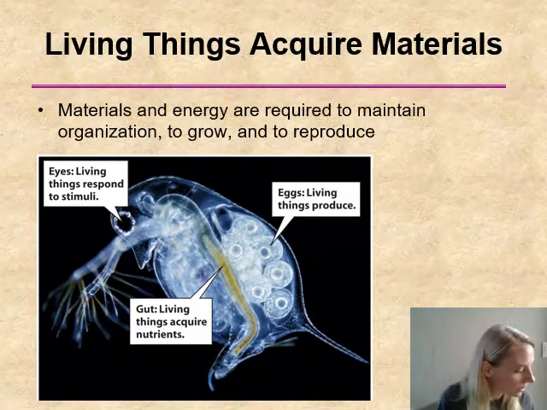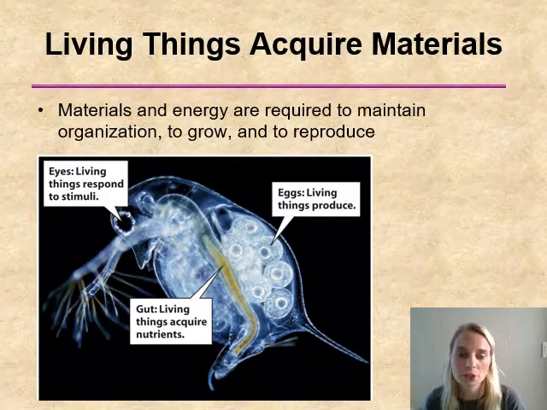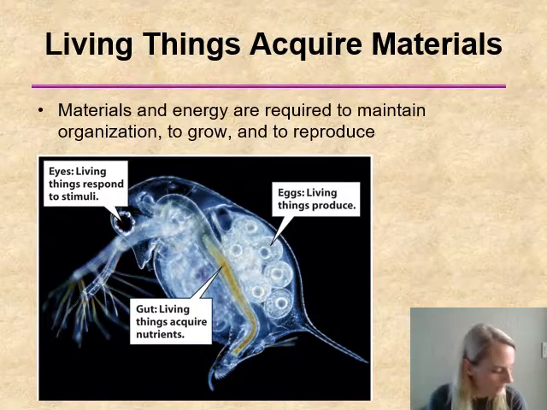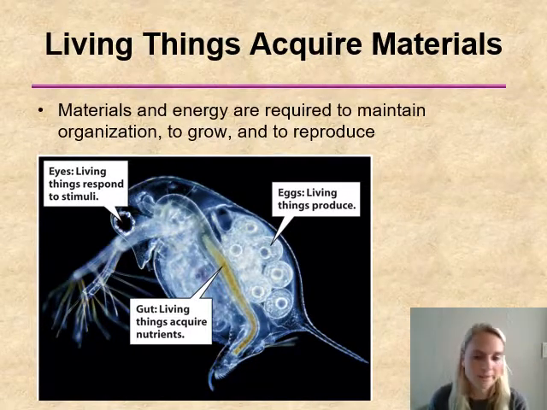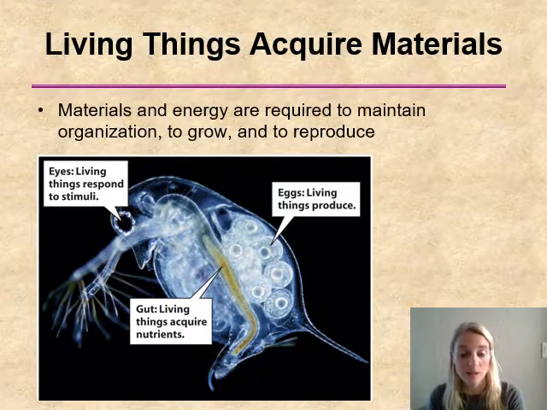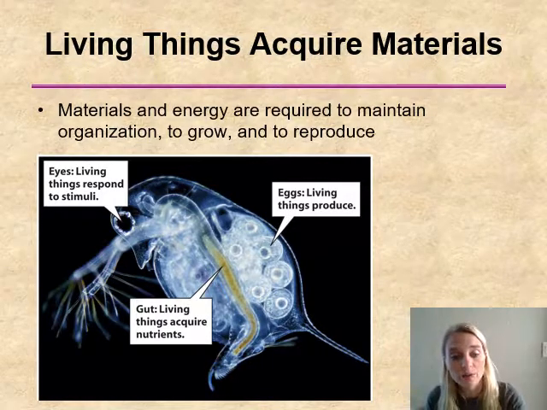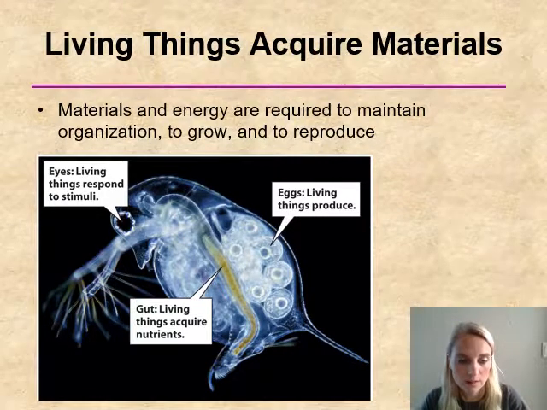Okay, so another characteristic, we see acquiring and using energy and materials. So here's a little water flea here. I think it's called Daphnia. It's not listed there in the book. So you can actually see through it. You can see some of its body parts there. And so this acquiring materials and using energy allows them, we can see its little gut tube. So it's got a mouth right here. It's got a little mouth.